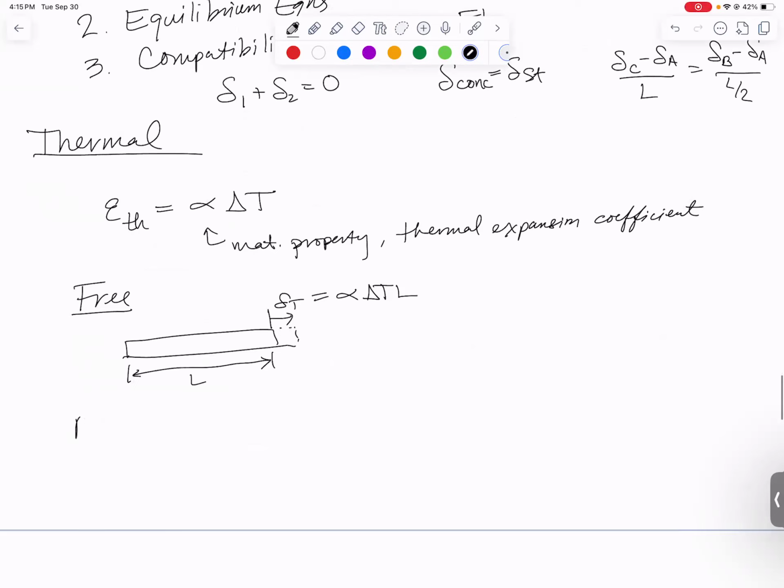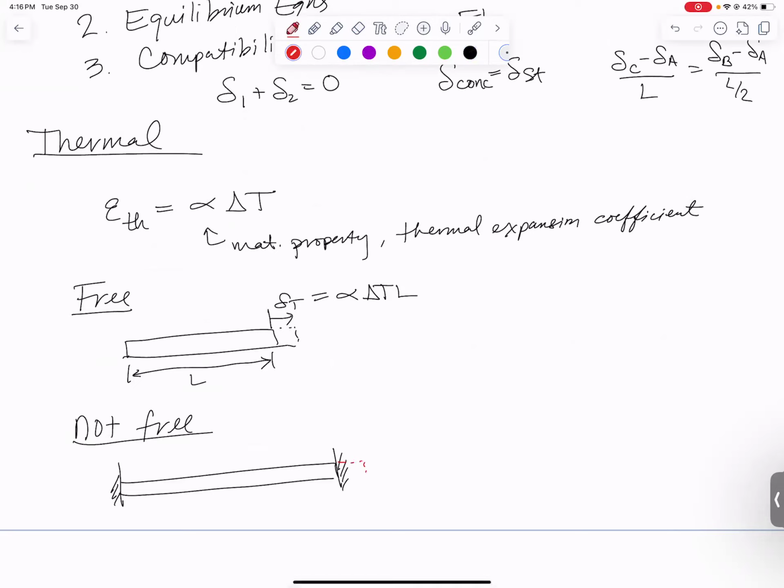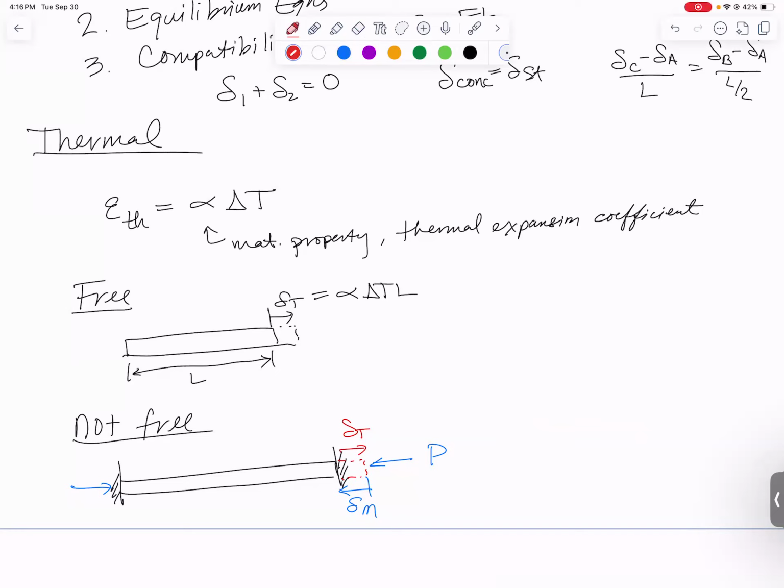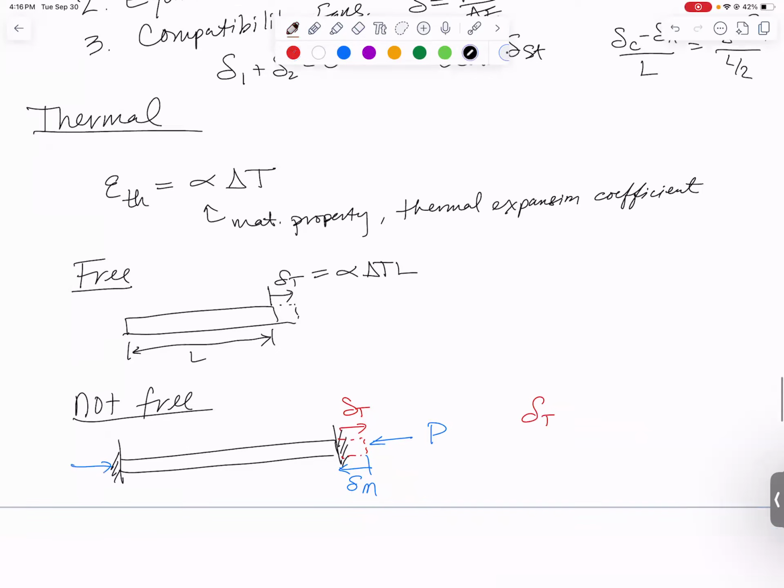But the more interesting problem is when it is not free to expand. So for example, we have a bar between two walls, and it might be sitting there totally stress-free, but when you heat it up, it wants to get longer by a delta thermal. And so what happens is you end up with a big induced load P, which is going to cause it to contract by a delta mechanical. The equation we end up writing is the delta thermal, which is a positive amount, and then when you subtract from it the delta mechanical, which is a contracting amount, they have to end up equaling 0.